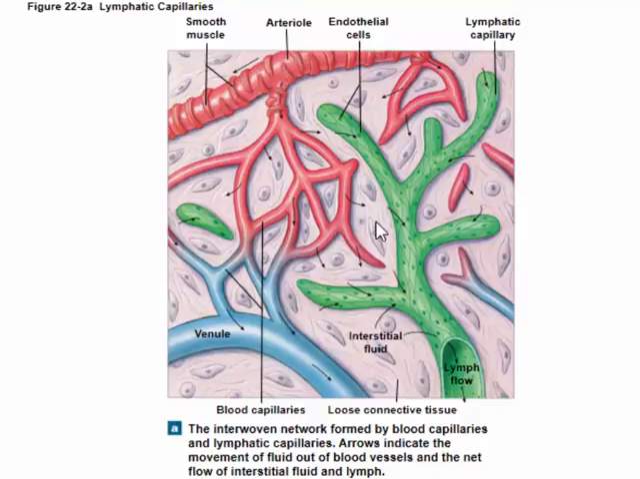Now, most of the waste products, however, are not picked up back by the blood. Most of the waste products are picked up by these green vessels, which are the lymphatic capillaries. These are the smallest of the lymphatic vessels. Really, the only waste product that the blood picks up is carbon dioxide. Most other waste products, again, are picked up by these lymphatic capillaries.